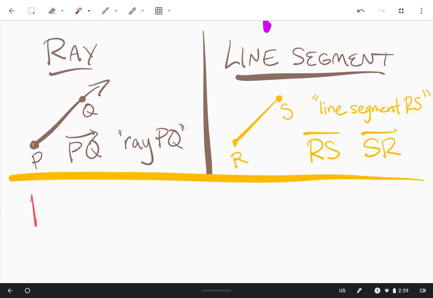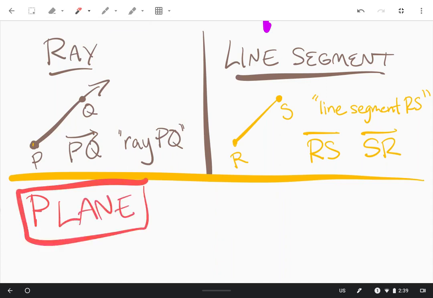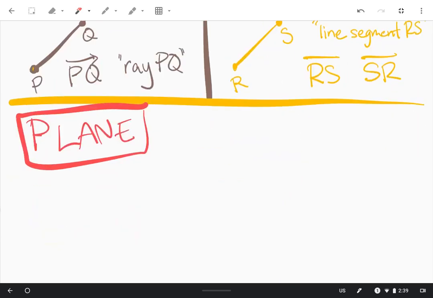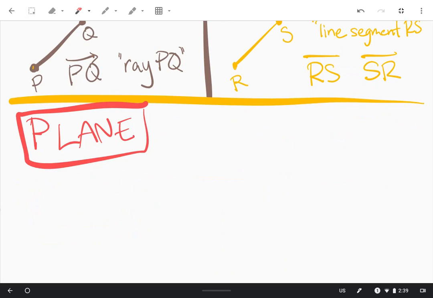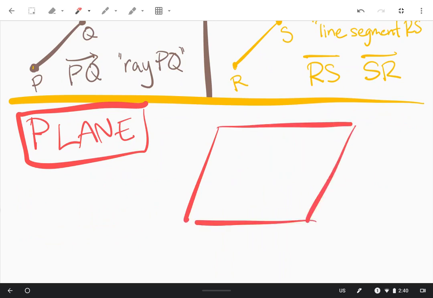All right, so then the last undefined term is going to be a plane. So a plane is two-dimensional. And in reality, the screen that I'm writing on is a plane. But in order to kind of show this, we tend to do a little parallelogram like this. And the most common way you're going to see a plane identified is actually with an uppercase letter in the corner. So this would be called plane M.